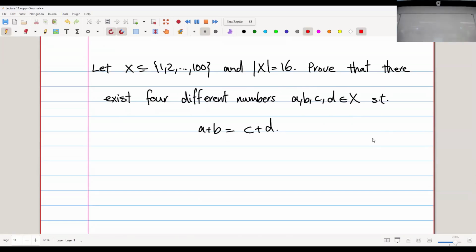So our friend X is now a subset of the numbers from 1 to 100, and its size is 16. So basically, we have chosen 16 numbers from 1 to 100. Prove that there exist 4 different numbers, A, B, C, D, among the 16 numbers, such that the sum of the first 2 is equal to the sum of the last 2. And again, the important thing here is that we want different numbers. Because of course, if I allowed you to repeat the same number, you have A plus A equals A plus A. Right.